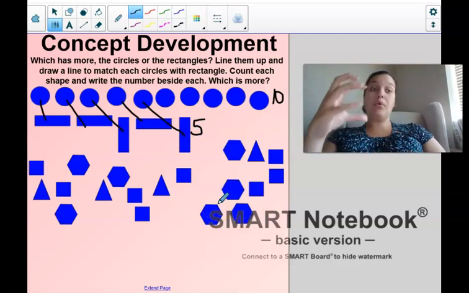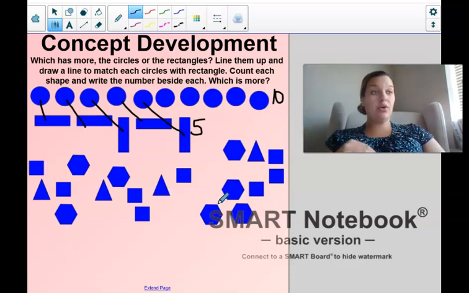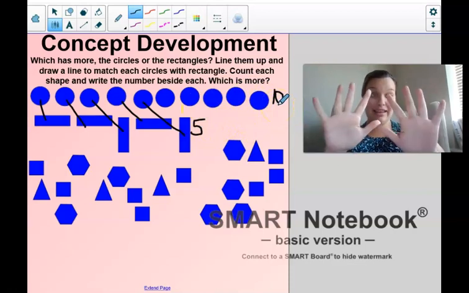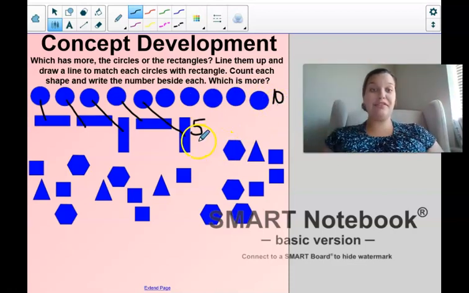We already said we have more circles. So, is 10 more than 5? Or is 5 more than 10? Is 5 more than 10? No. I need more rectangles to match my circle. So 5 is not more than 10. 10 is more than 5.